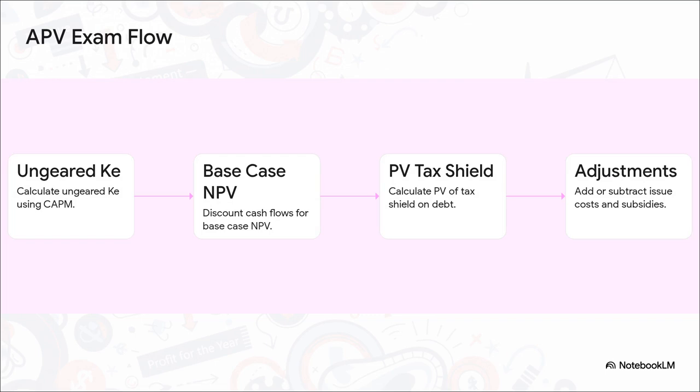And this brings us to adjusted present value, or APV. And the procedural flow here is absolutely critical. APV forces you to separate the operating NPV from the financing side effects. Think of it like a puzzle. Step 1, you find the base case NPV using an all-equity assumption. That's your ungeared cost of equity. Then, and only after you secure that base, you calculate the present value of the tax shield on debt. Finally, you add or subtract issue costs and subsidies. The step-by-step separation, it's a total game changer. You have to do it.